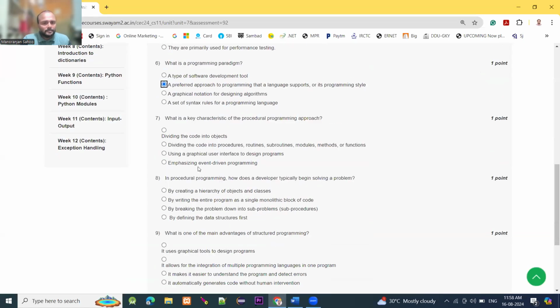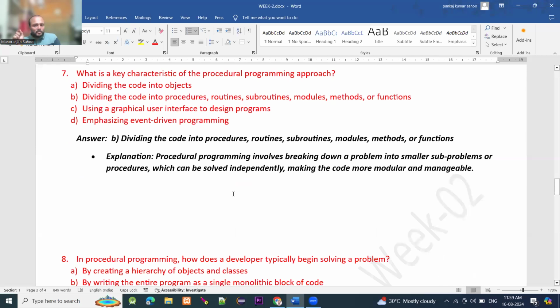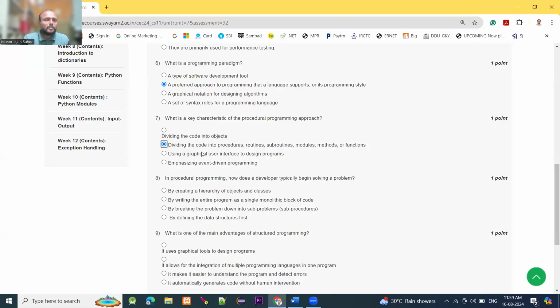Moving to question number 7. What is the key characteristic of a procedural programming approach? More emphasis is given to the procedure rather than the data. In procedural programming, the procedures, routines, subroutines, modules, methods, and functions are considered, and the problem is divided. Option B is the right answer because procedural programming involves breaking down a problem into smaller sub-problems or procedures which can be solved independently, making the code more modular and manageable. So 7B is the most appropriate answer.